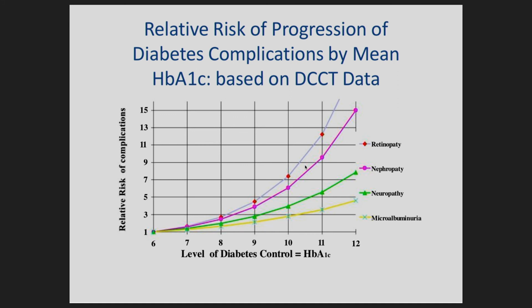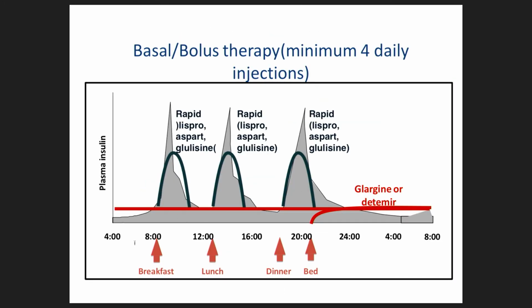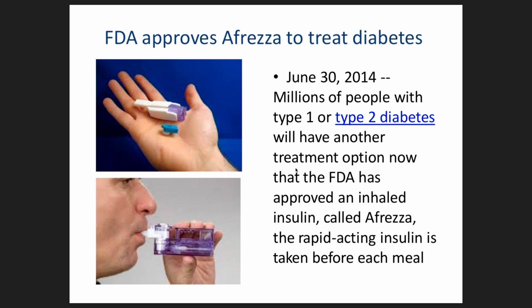And that's why, as physicians, we concentrate on keeping most of our patients' hemoglobin A1C in the target range. And this is the twice per day injection, and we could have 3 times per day injection, but the most recommended method of giving insulin therapy is what is called basal bolus therapy. Basal bolus therapy, minimum 4 daily injections: the bolus with food, and the basal once per day, so a total of at least 4 injections per day.